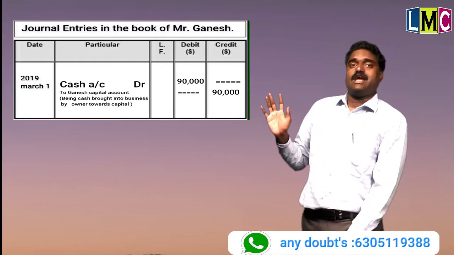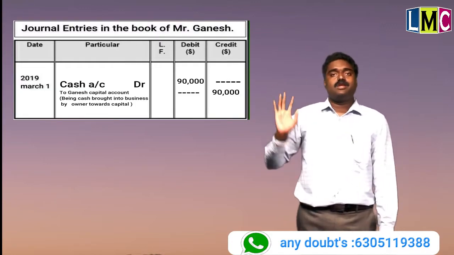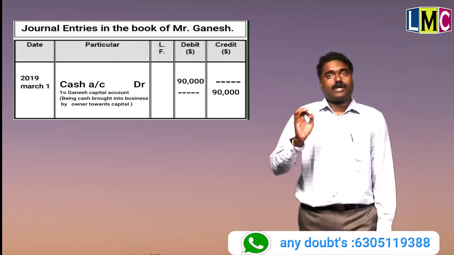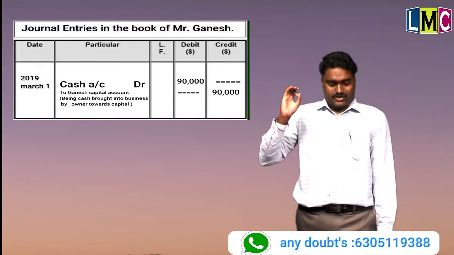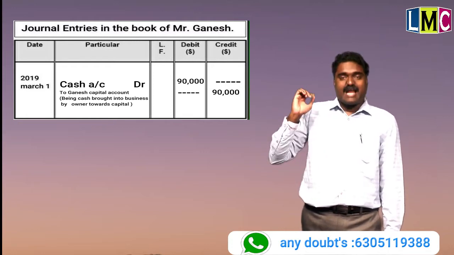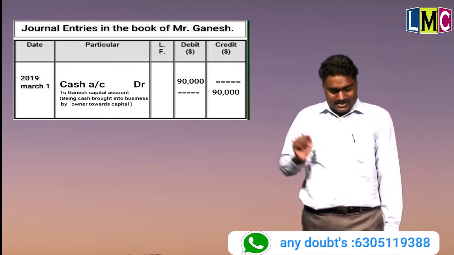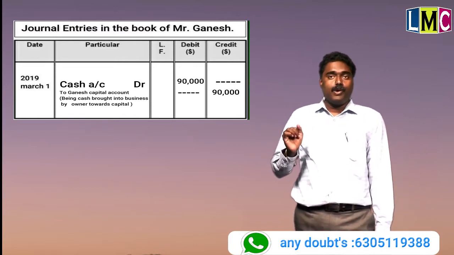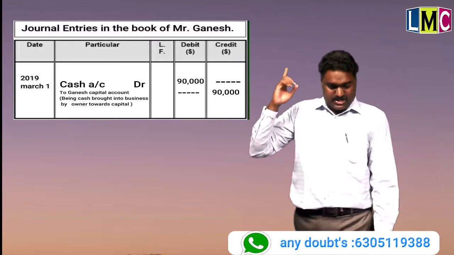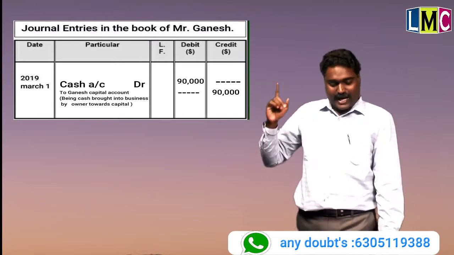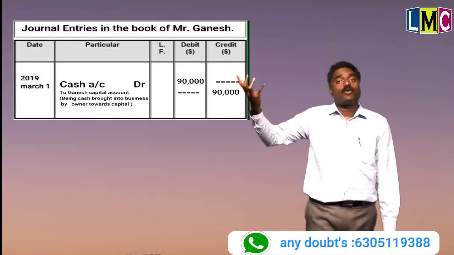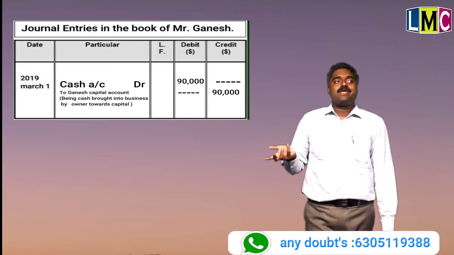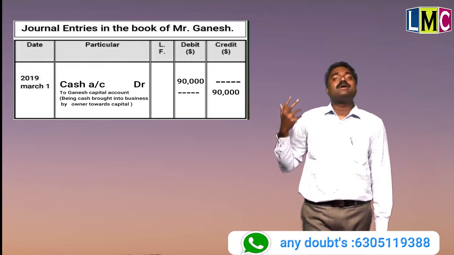What is the date we incurred? The first transaction is 1st of March 2019. So what's the first transaction? Mr. Ganesh commenced a business with cash of rupees 90,000. Cash is coming in. In what way? By a person who is the capital.